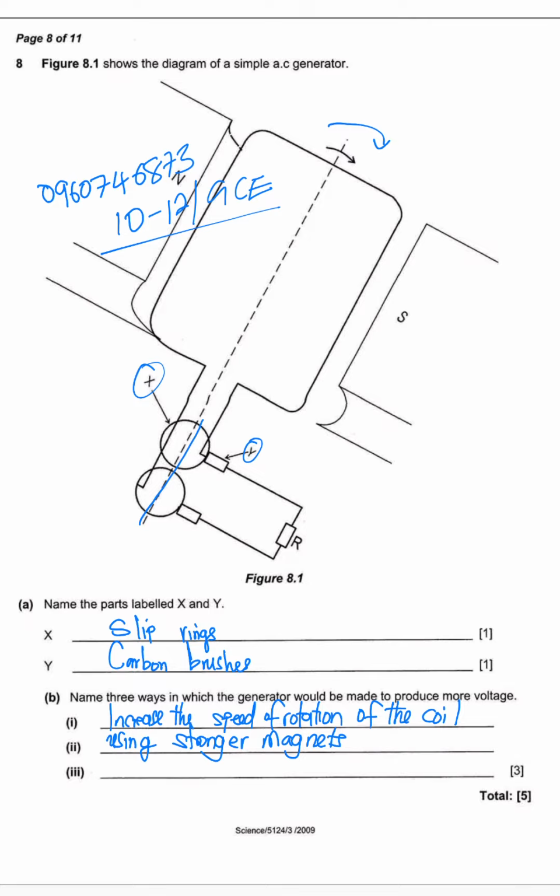The other one is we can also increase the number of turns on the coil. What do you mean by the number of turns? The coiling, if it's too much, is better rather than when the turns are few. So increasing the number of turns of the coil. And I rest my case. That is 5 marks for you. Keep those in your exam.